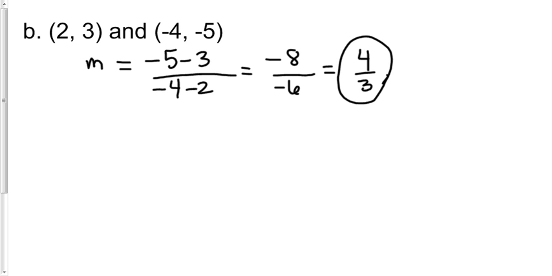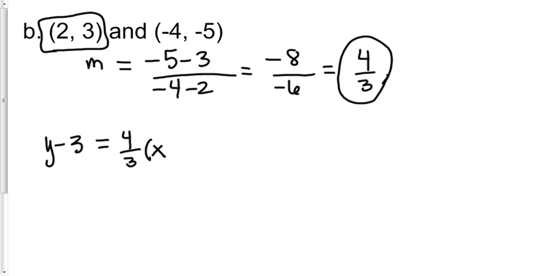I'm going to pick an ordered pair, and I'm going to pick (2, 3) because these are positive values. They're going to be easier for me to work with. And I'm going to set up my equation using point slope form. y minus 3 equals 4/3 times, in parentheses, x minus 2. You can see that I've used the x value and the y value from this ordered pair. I don't need to do anything with this one. I just need 1 point and the slope.